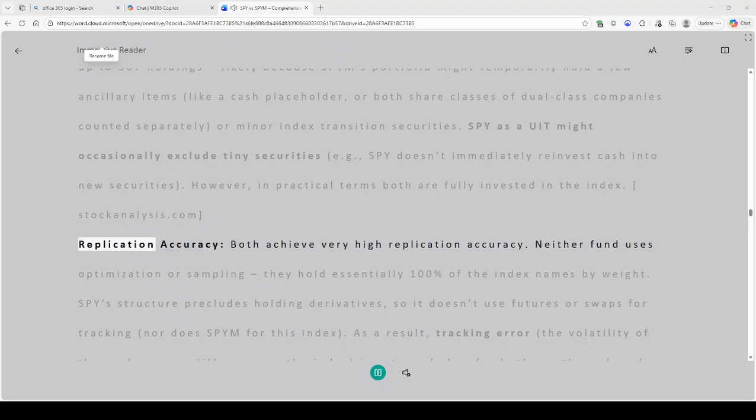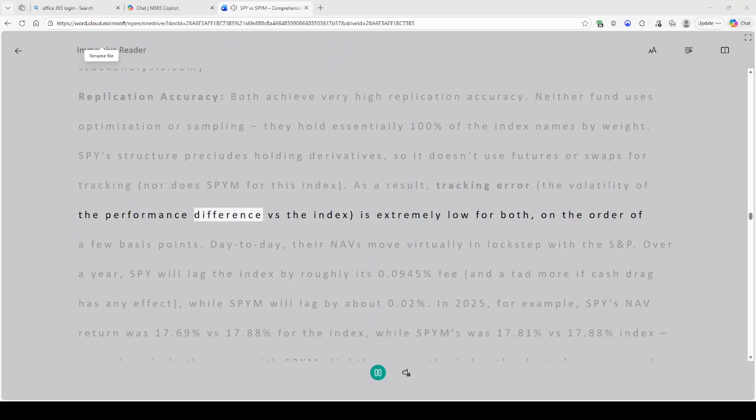Replication accuracy. Both achieve very high replication accuracy. Neither fund uses optimization or sampling, they hold essentially 100% of the index names by weight. SPY's structure precludes holding derivatives, so it doesn't use futures or swaps for tracking, nor does SPYM for this index. As a result, tracking error, the volatility of the performance difference versus the index, is extremely low for both, on the order of a few basis points. Day to day, their NAVs move virtually in lockstep with the S&P.